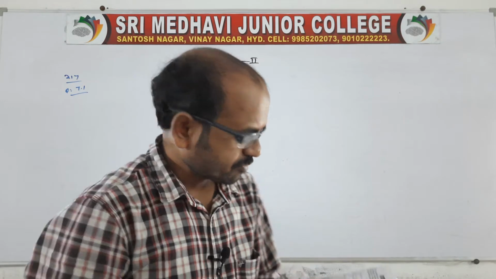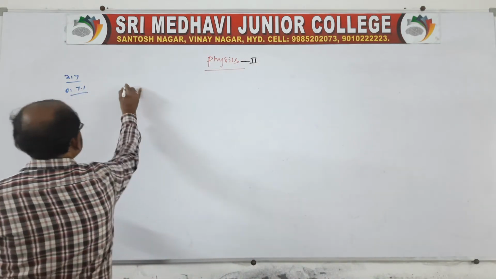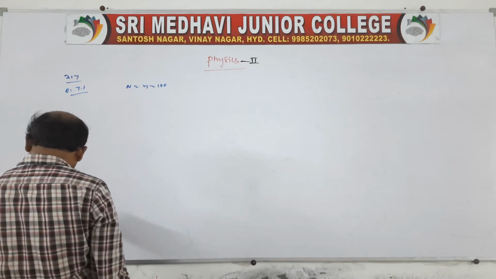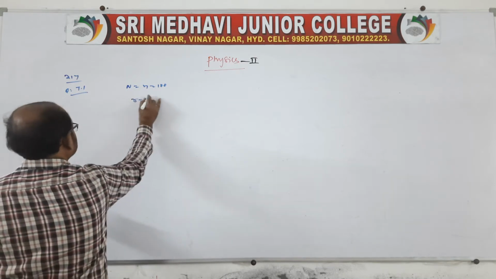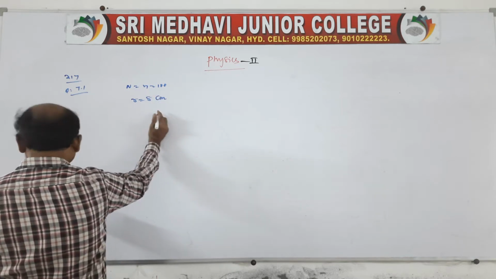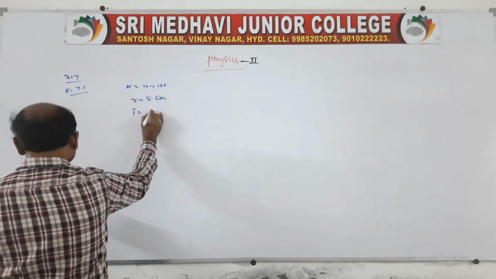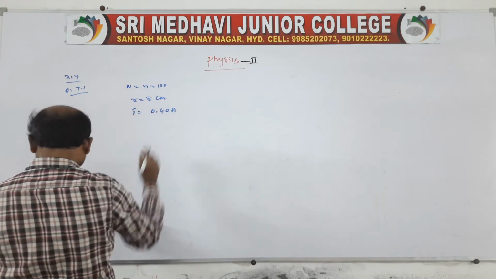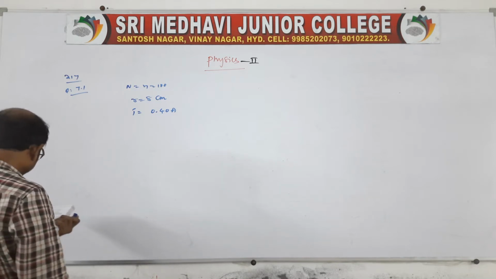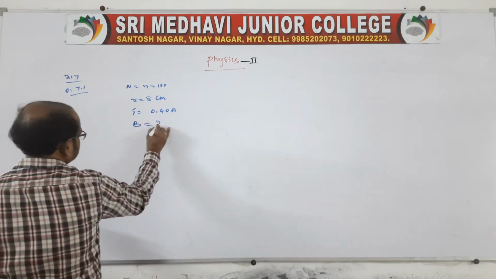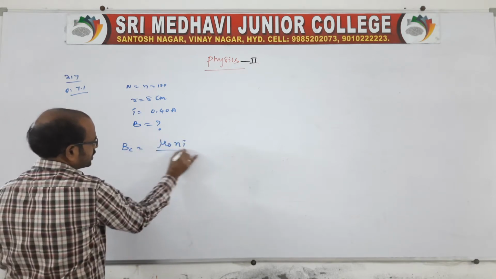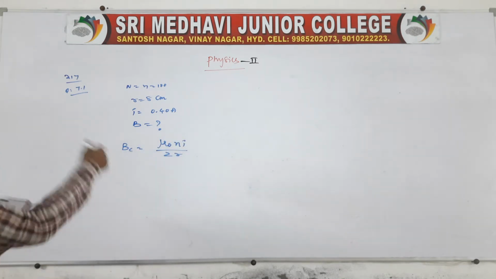A circular coil of wire consisting of 100 turns, N is equal to 100 turns is given, each of radius 8 centimeter, carries a current of 0.40 ampere. What is the magnitude of the magnetic field at the center of the coil? Of course, BC is asking, mu naught Ni by 2R. See, everything is there, no?